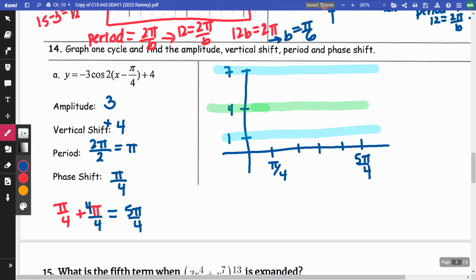This is cosine. It's a negative cosine. So I'm going to start at my low, end at my low. Halfway in between is my high. And then I have my zeros. And there's my graph. And I need to see the y-axis with the high, middle, low, and the x-axis with the start and stop of your cycle.